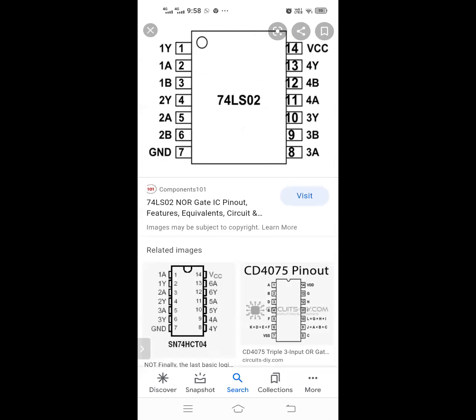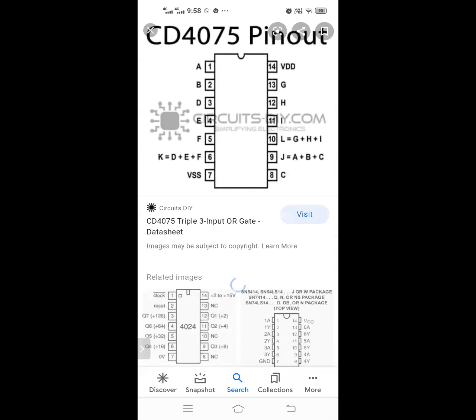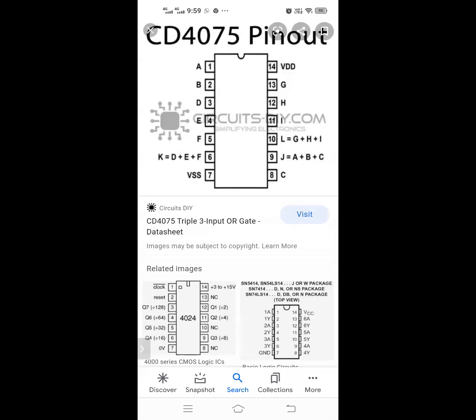So, see. 74LS02. So pin number 1, 2, 3, 4, 5, 6, 7. Then from this side, down side 8, 9, 10 up to 14. See this. Are you clear? See, this is your curve, and from the left of the curve you will start from pin number 1, 2, 3, 4, 5. That is what I have told you. Are you getting it? So what is written here, 4075, will be written on the IC.